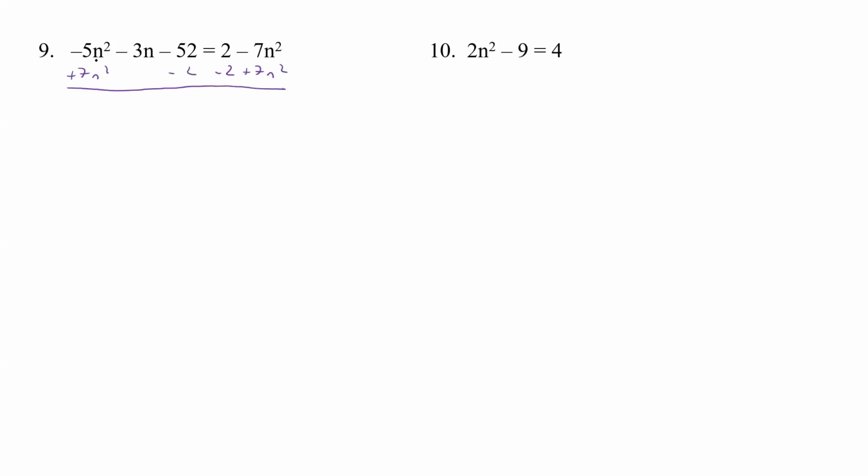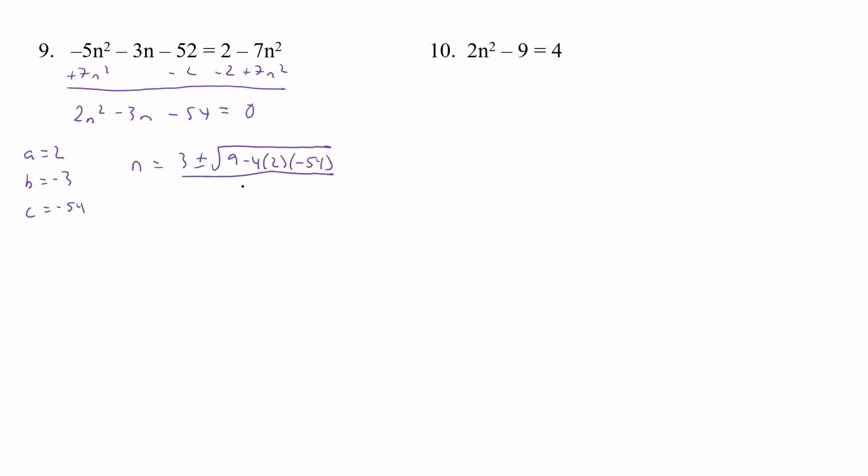And when I do that, I'll have 7 minus 5, so it's 2n squared minus 3n minus 54 equals 0. Okay. Well, what does that say? Well, it says a is equal to 2, b equals -3, and c equals -54. And now I have n equals minus b, so -(-3) is 3, plus or minus the square root of 3 squared, which is 9, minus 4 times 2 times -54, all over 2 times 2.